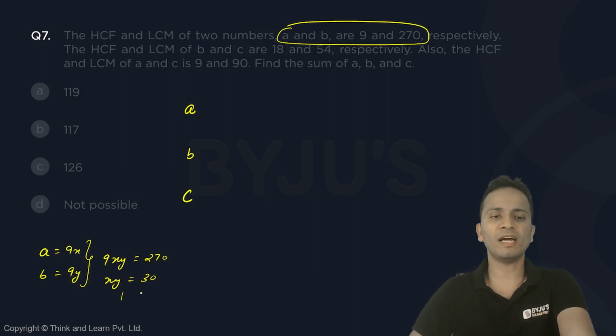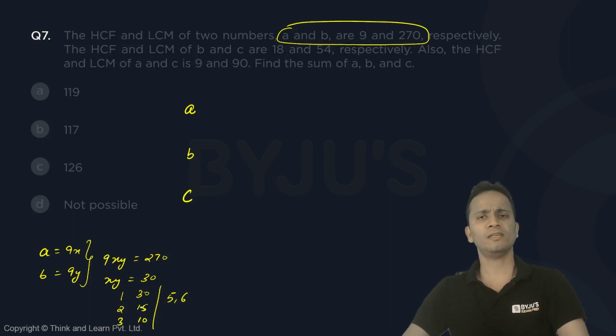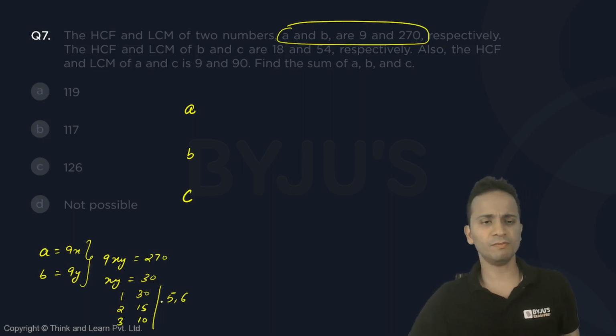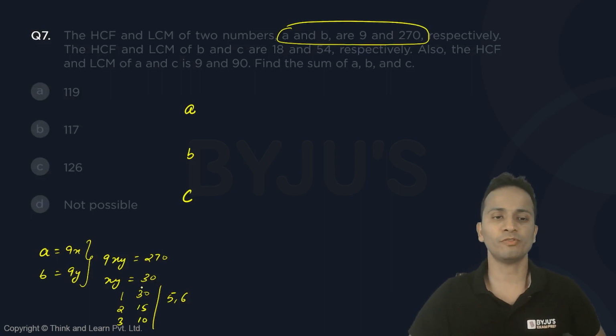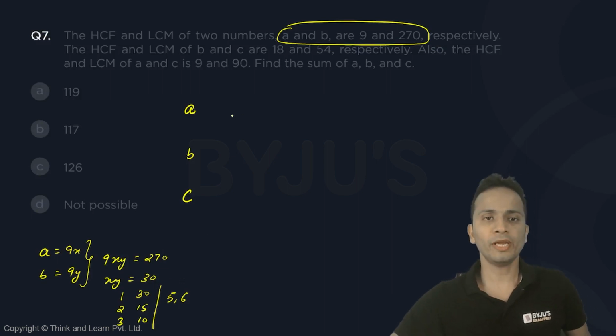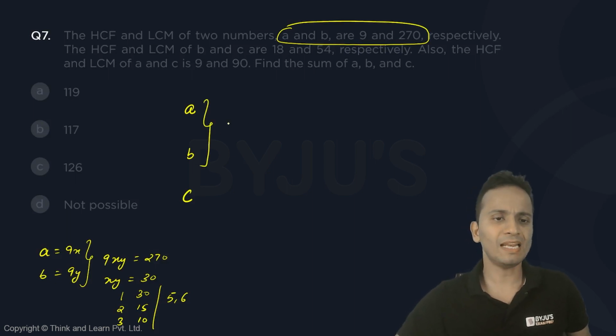So they can be 1 or 30, 2 or 15, 3 or 10, and they can be 5 or 6 respectively, or vice versa. So this can be in any order, the values of x or y. So from here, the values of A and B can be, so if x and y are 1 and 30, so the values can be 9, 270, right?